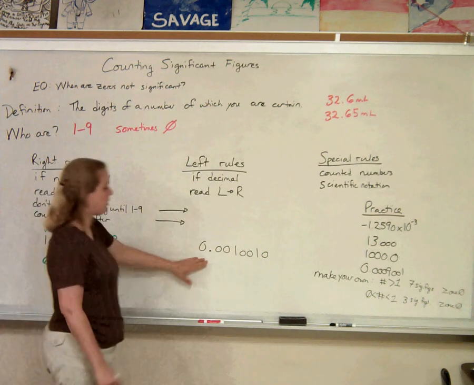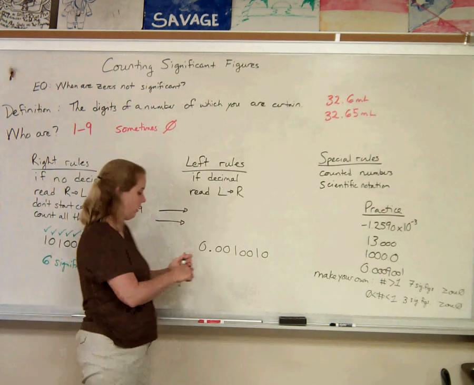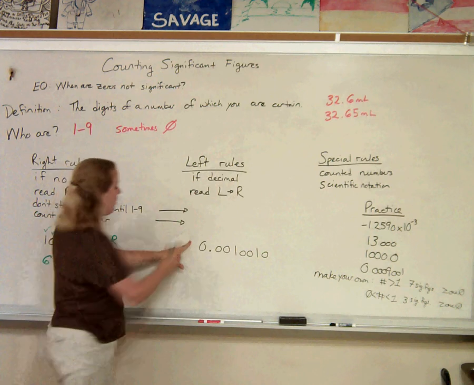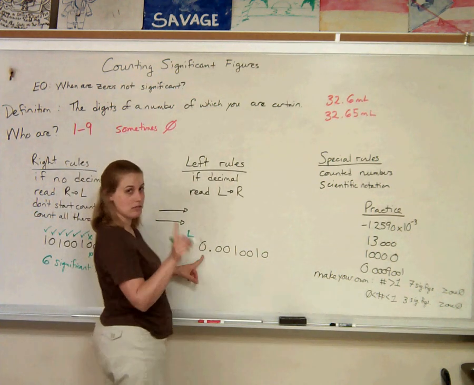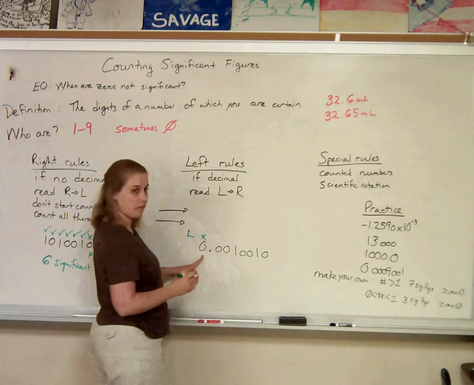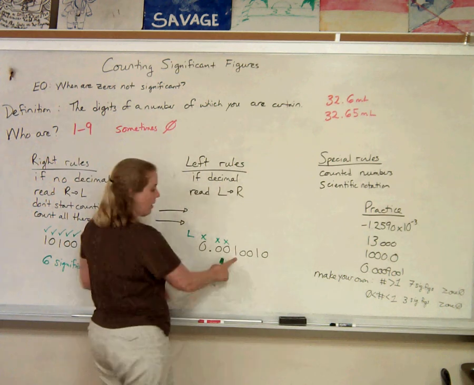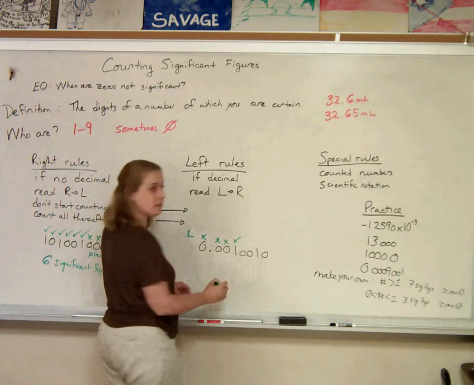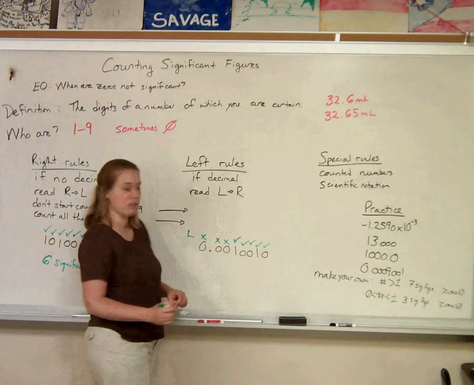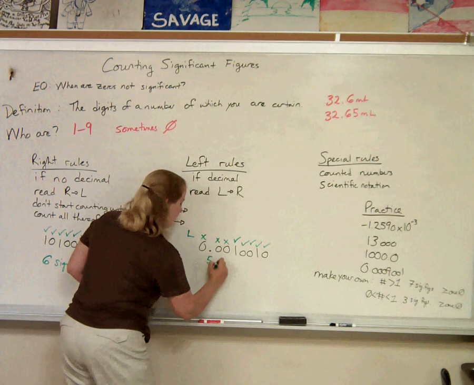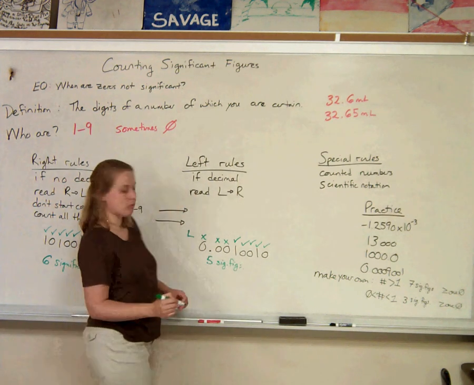So let's look at this number, 0.0010010. Well, start reading all the way at the left-hand end. This number is a 0. We don't start counting until we get to something that's a 1 through 9. So that's not significant. Keep reading through the decimal. Still not a 1 through 9, still not a 1 through 9. Now we hit a 1 through 9. So that's significant. So that means that all the rest of them are also significant. So this number has 5 significant figures, called sig figs for short.